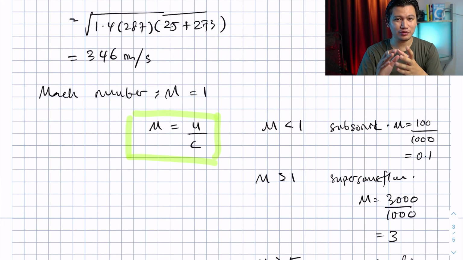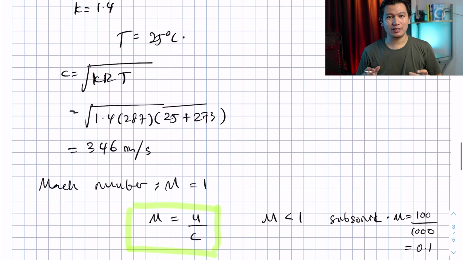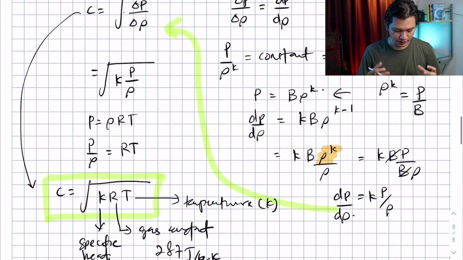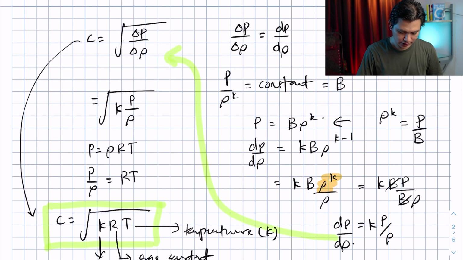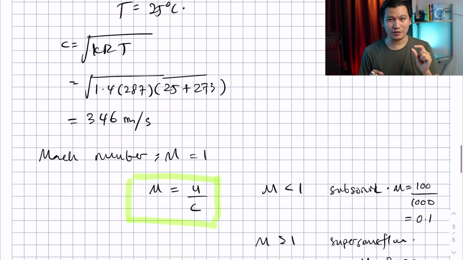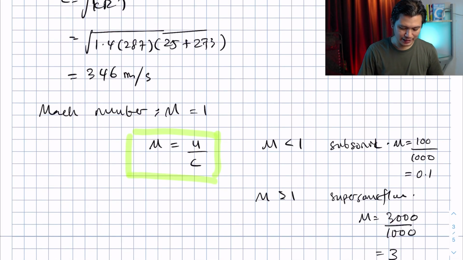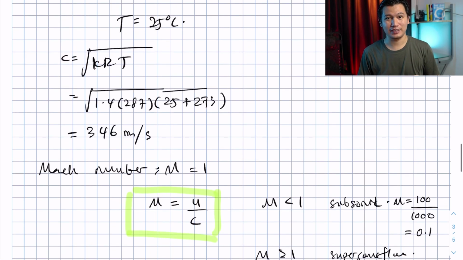And I think this video is going a bit too long. But now you need to know that we have derived two things. The first is C equal to the square root of KRT, which is the speed of sound. And also that the Mach number is velocity divided by the speed of sound. So try and repeat the derivation. See if you can do it without even looking at this video, and then you can move on to the next video.